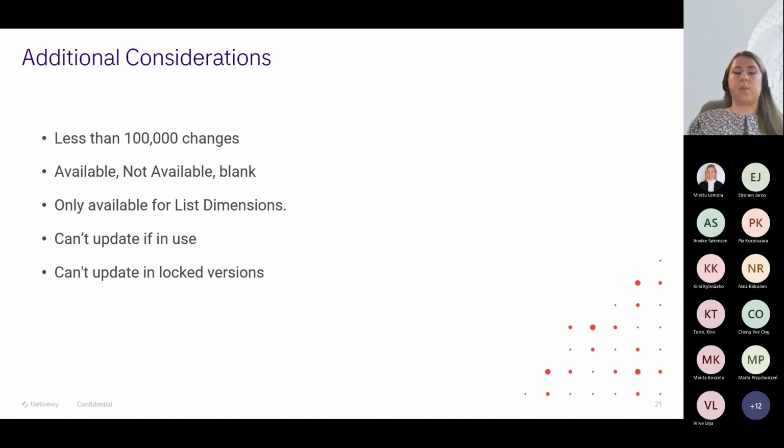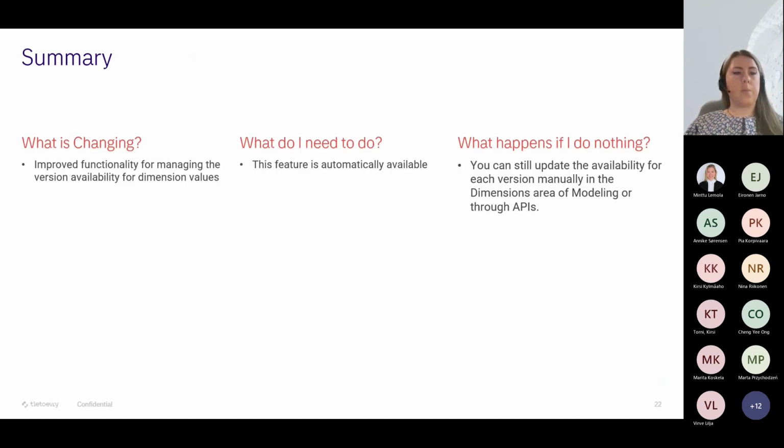You can't make a dimension value unavailable in any version if the value is in use. You can check the View Dependencies link to resolve any in-use dimension values. And you can't update the availability of dimension values in locked versions. So to sum up, there is an improved functionality which is automatically available, but the manual update is still possible as well.